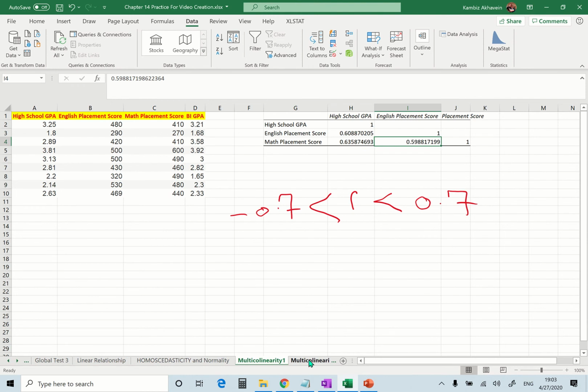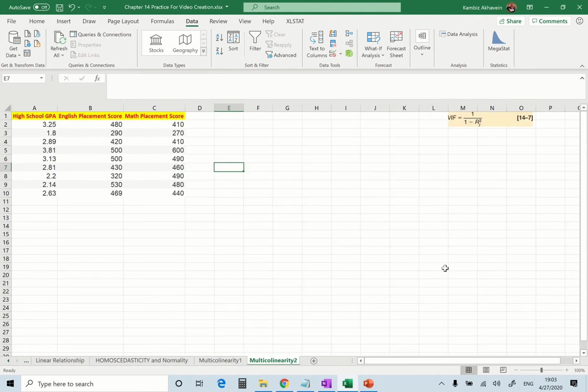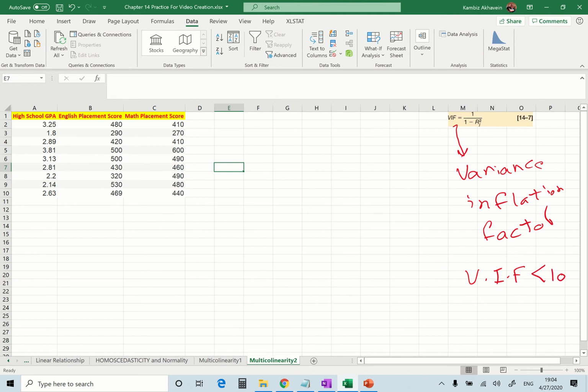Now, number two, what we do, we have to find something called VIF, variance inflation factor. And once you find that, the criteria is your VIF should be less than 10. How do I find that? Look at this again. I have only my independent variables. So now, if I want the VIF for high school, I assume high school is my dependent variable. So this is what I do.